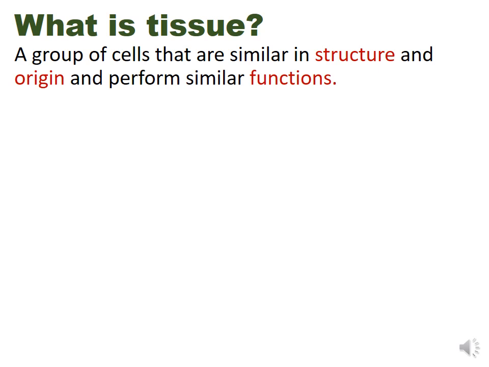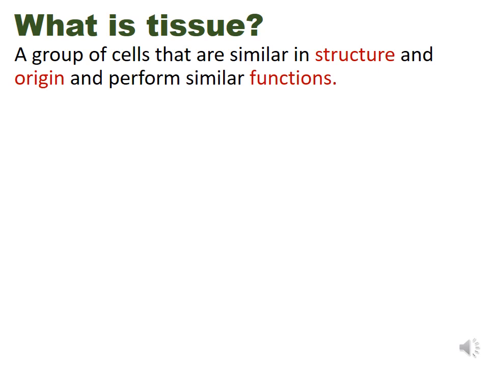Okay, first one, they're similar in their structure. That means they are almost similar in their shape and size. Then they are similar in their origin. That means they have a similar type of parent cells. And most importantly, this group of cells have similar functions. They have the same or similar type of roles in an organism's body.